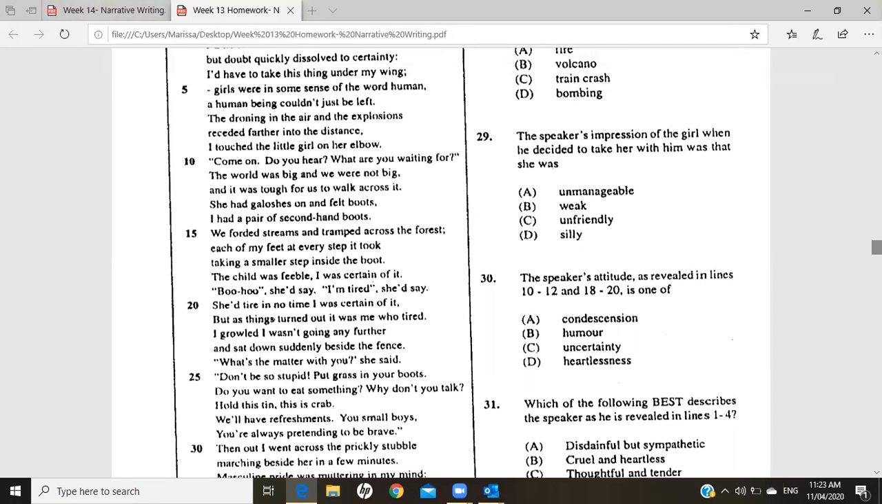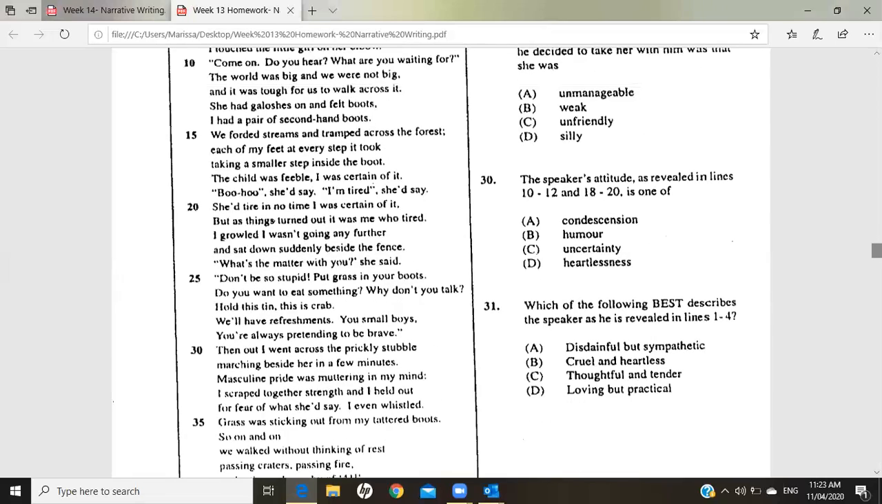He used that word to describe her. Feeble. What do you think the word feeble means? Weak. He thought that she was weak. Good. Number 30 says, the speaker's attitude as revealed in lines 10 to 12 and 18 to 20 is one of what? What was his attitude like in those lines?